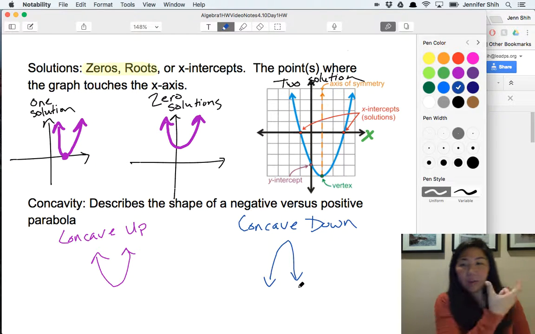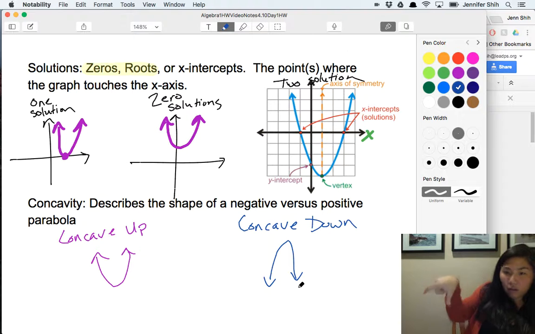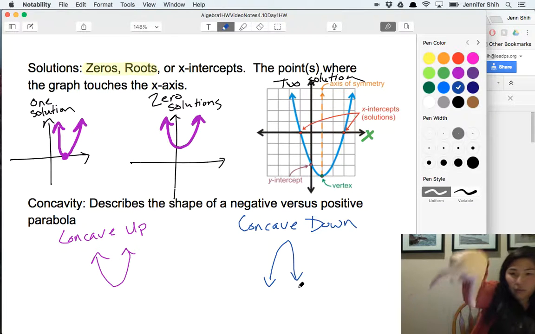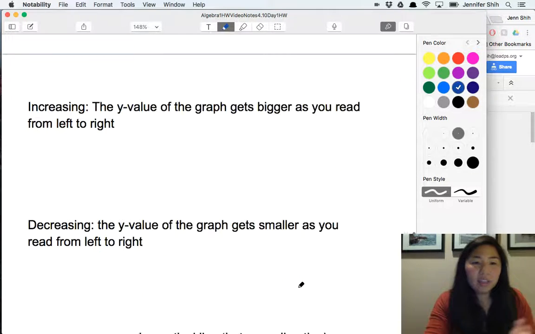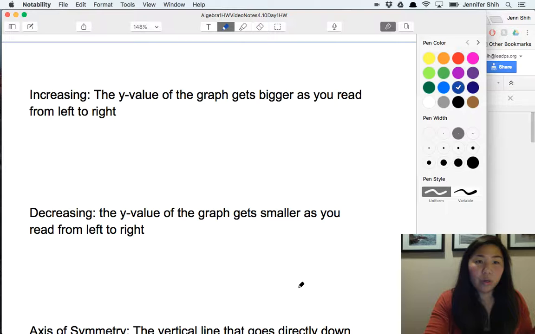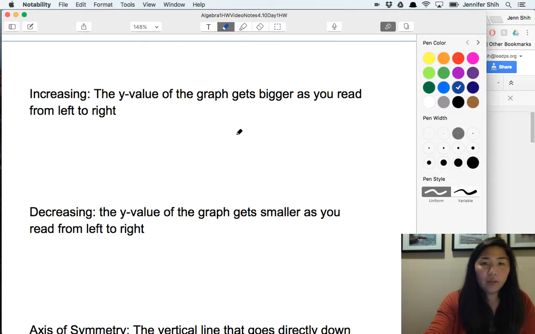So when it's concave up, I usually do this symbol where I just show you on my hand. And then if it's concave down, I'll go like this. I don't know if you can see that, but I'll do concave down. And so you can tell me concave up or concave down. And it's just one way to describe the parabola, which leads us into the last few words. So we have increasing and decreasing when describing parabolas, and then we have one more word. So increasing. The y value of the graph gets bigger as you read from left to right.